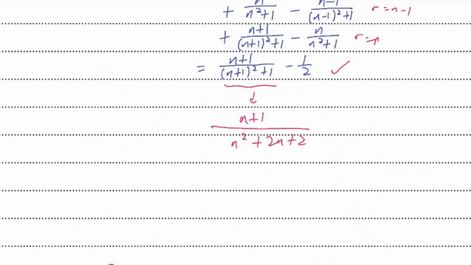So this is to divide the numerator and the denominator by the highest power of n. The highest power of n that we have here is n squared. So when we divide, we get 1 over n plus 1 over n squared, divided by 1 plus 2 over n plus 2 over n squared there.